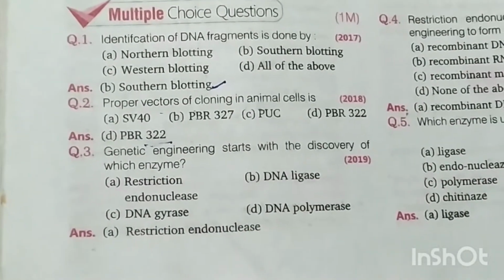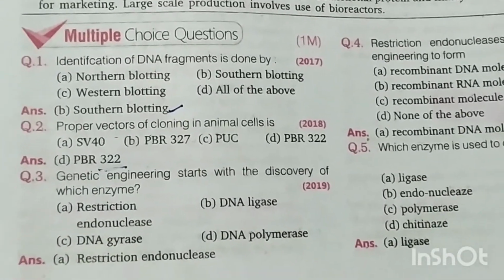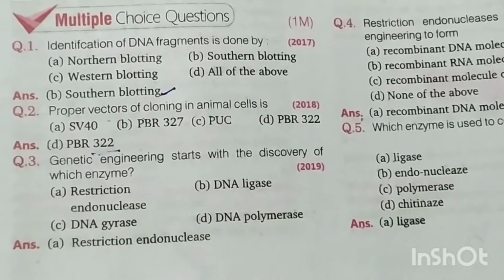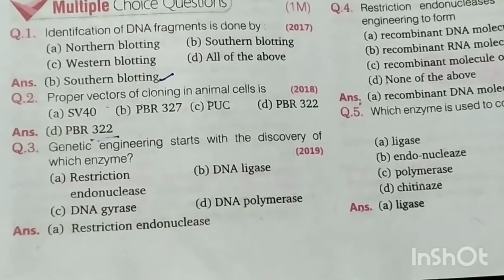The next question is: proper vector of cloning in animal cell is a PBR322. This is a very important question. The cloning vector in an animal cell, known in bacteria, is PBR322. This is a plasmid vector, we can say.